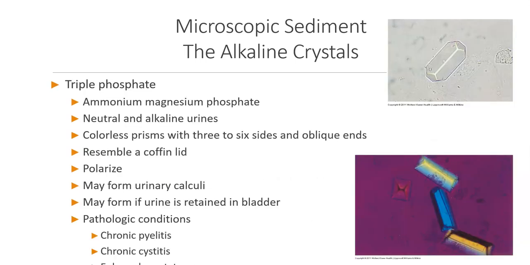Triple phosphate crystals are composed of ammonium, magnesium phosphate, and are very interesting and distinguishable in urine. They're present in neutral and alkaline urines. They appear as colorless prisms with 3 to 6 sides and oblique ends. And the term that you'll hear very frequently used for them is they resemble a coffin lid. They do polarize light, which you can see on the bottom picture, and they may form urinary calculi. They may form kidney stones. It can cause problems and be seen in chronic pyelitis, chronic cystitis, and patients with enlarged prostates.